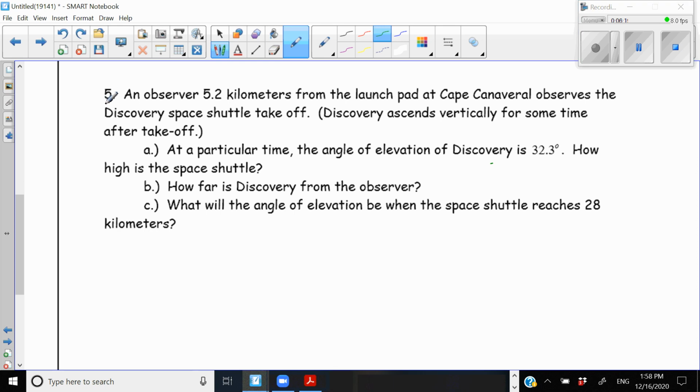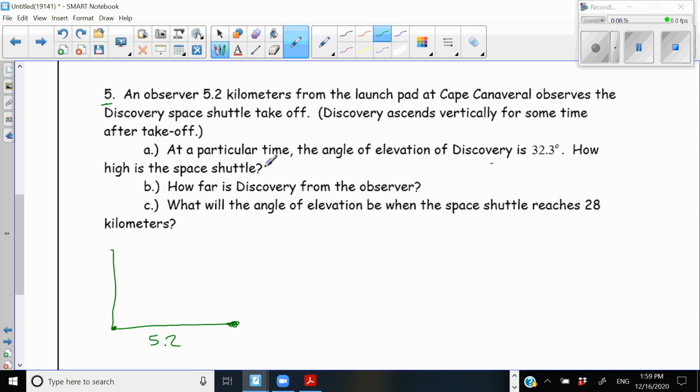Okay, now let's work on question number 5. An observer 5.2 kilometers from the launch pad at Cape Canaveral observed the Discovery space shuttle take off. Notice that Discovery ascends vertically for some time after takeoff. That means it's going to go vertically like this, just straight up. This person is standing 5.2 kilometers away from that. Let's say this is 5.2. This is where the person is standing and observing the Discovery shuttle.